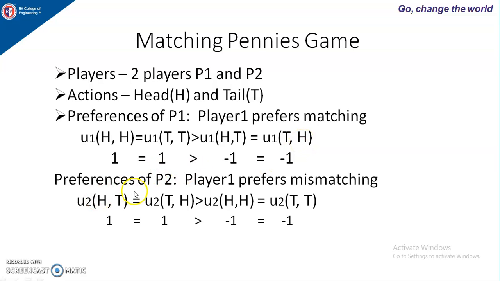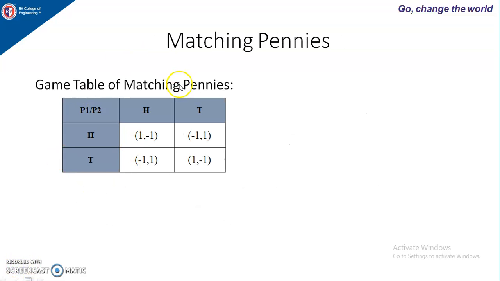The preferences of player 2 will be: player 2 prefers mismatching, where the actions preferred by player 2 are mismatching, that is HT or TH have the highest preference over HH and TT. So the game table of matching pennies goes like this.